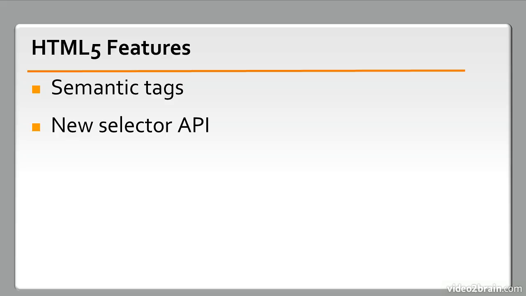HTML5 also provides a new selector API, which makes it easy for you to find elements in your document rather than using old style functions such as getElementById. You can now use the querySelector function or the querySelectorAll function to find elements based on CSS syntax. So you can say, give me all the input controls which are selected, or give me the element that currently has keyboard focus. Very powerful.